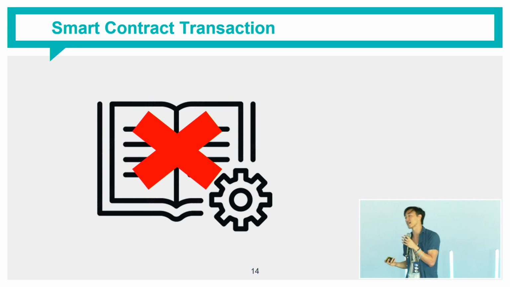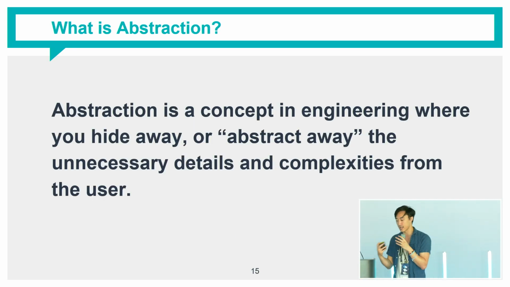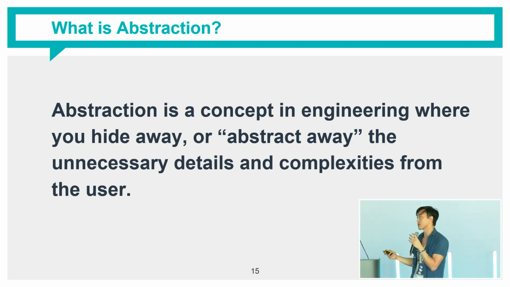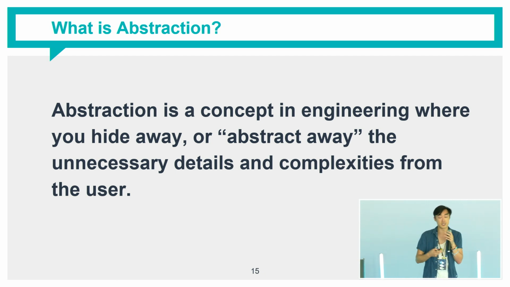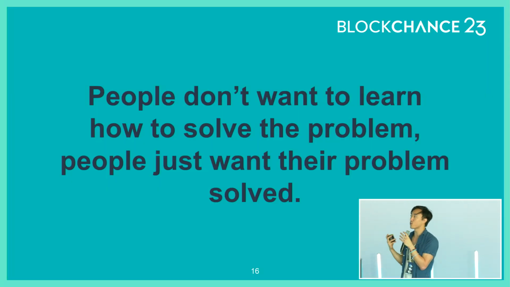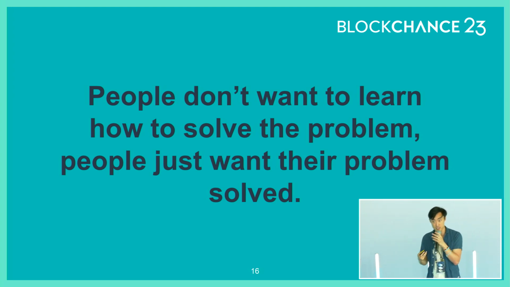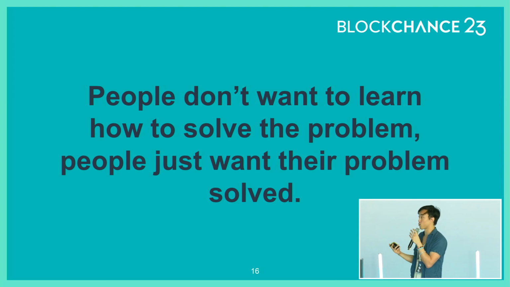The key to this at the end of the day is abstraction. And abstraction is this idea in engineering where you try to abstract away the complexities, right? You want to hide away the details and the things that people don't need to know about. Because if they don't need to know about it, they shouldn't have to worry about it, right? Because people don't want to learn about how to solve the problem. They just want their problem solved. I don't care about how bananas are grown or harvested. I just want to be able to eat bananas in the morning.